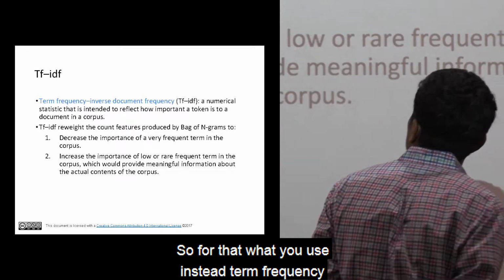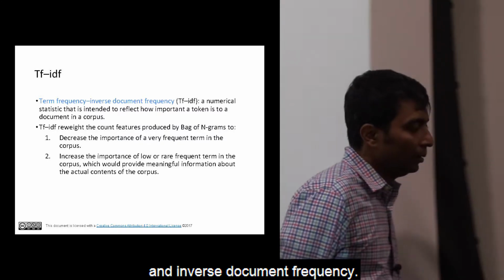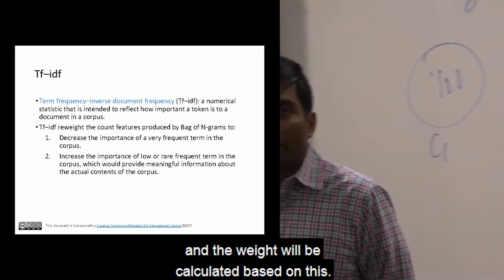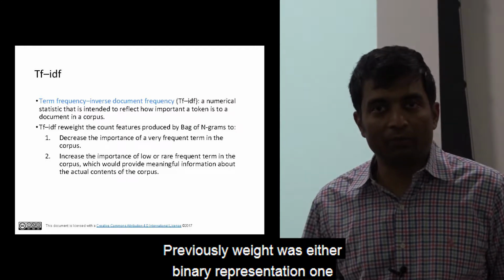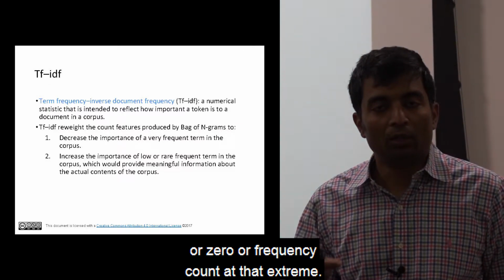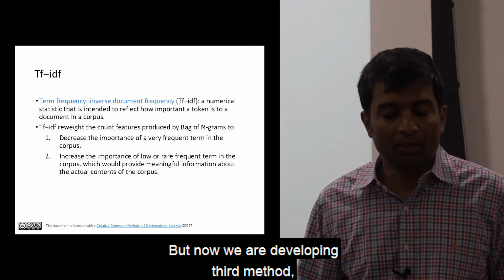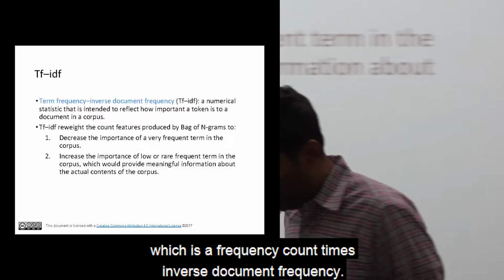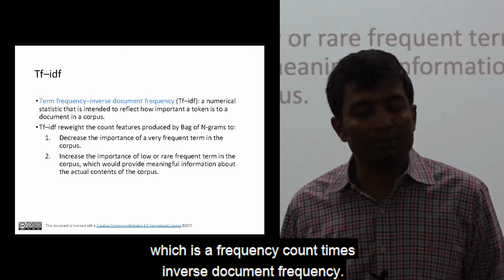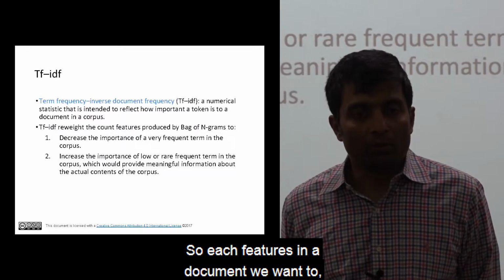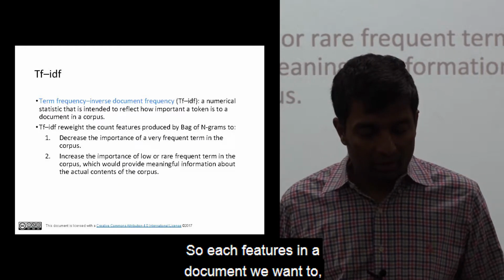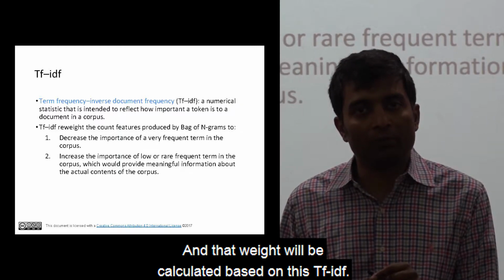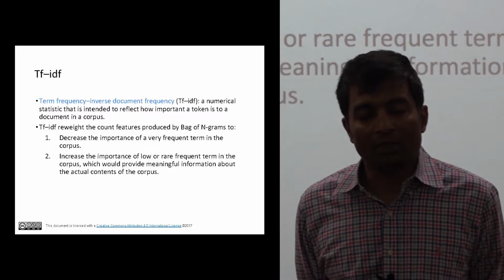So what we use instead is term frequency and inverse document frequency. Each feature will have a weight, and the weight will be calculated based on this. Previously, the weight was either the binary representation 1 or 0, or the frequency count, another extreme. But now we are developing a third method, which is more effective, using the term frequency, which is a frequency count, times the inverse document frequency. So for each feature in a document, in the vector representation, we want to assign some weight, and that weight will be calculated based on this TF times IDF.